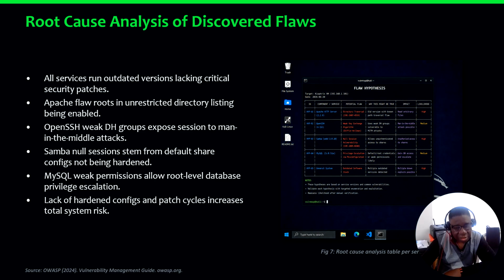Root cause analysis of discovered flaws. All services run outdated versions lacking critical security patches. The Apache flaw is rooted in unrestricted directory listing being enabled. OpenSSH weak DH groups expose sessions to man-in-the-middle attacks. Samba null sessions stem from default share configuration not being handled. The MySQL weak permissions allow root-level database privilege escalation. Lack of hardened configuration and patch cycles increases total system risk.